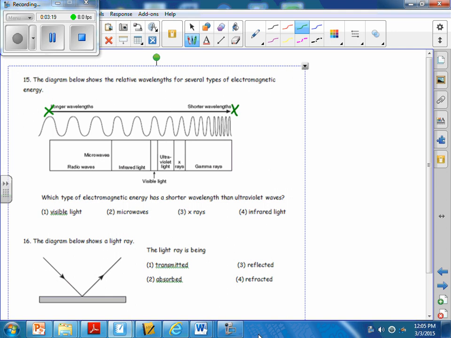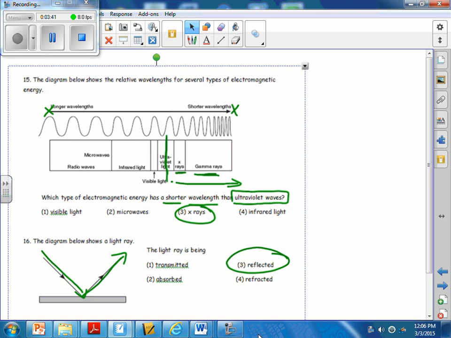What type of electromagnetic energy has shorter wavelength than ultraviolet waves? Well, here are my ultraviolet waves. Shorter, I have to go this way. There are only 2 that are shorter. Those are X-rays. The diagram below shows a light ray. The light is hitting a barrier, striking off the barrier, and bouncing off. This is called a reflection.